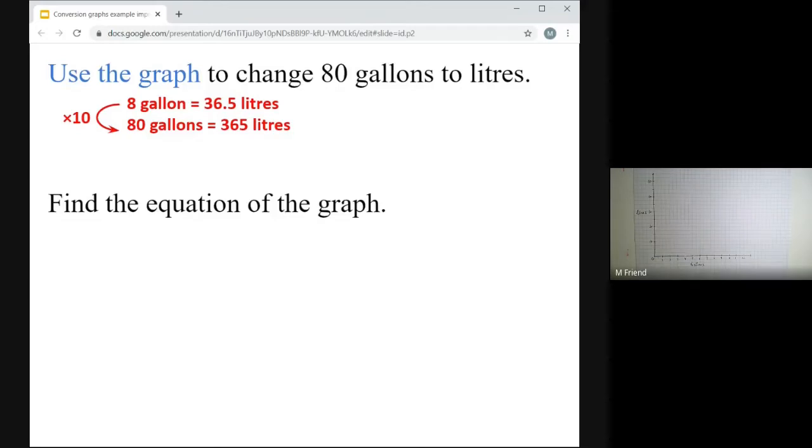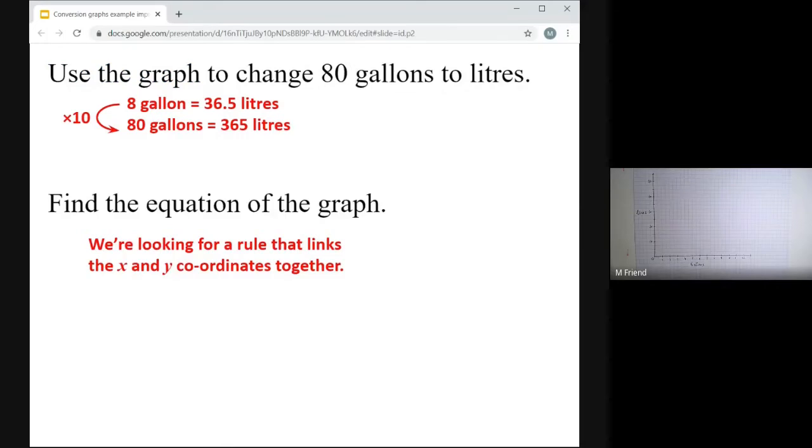Now, this last bit is a little bit tricky. So really try and pay close attention to this. Find the equation of the graph. Well, find the equation means we want some kind of link between the x and the y coordinates. I want to know how the x and the y coordinates link together. What's the rule from one to the other?